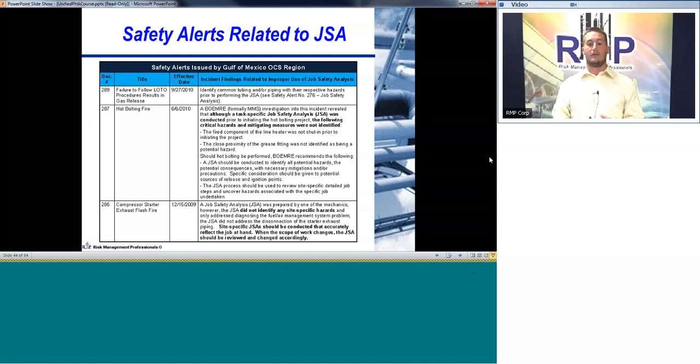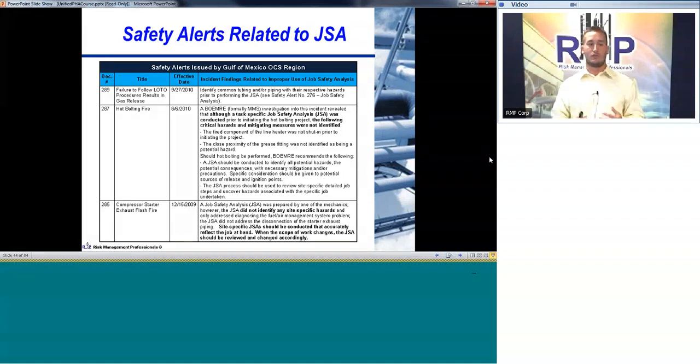Additionally, when the scope of work changes, the JSA has to be reviewed and changed accordingly with that procedure that you have in place. So don't take an old JSA for an operating procedure that might be too general or too vague at the time. You want to review it, update it, make sure the JSA follows that, and then you want to move accordingly. Get it reviewed, signed off, and then work on the project.